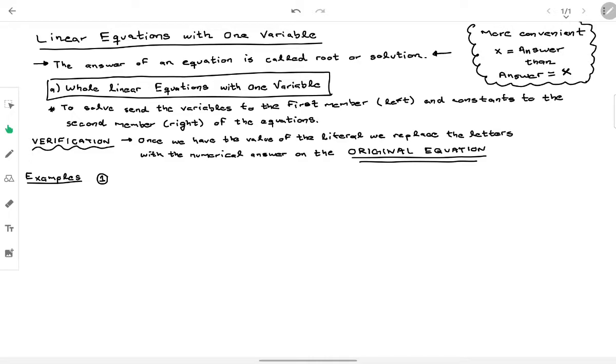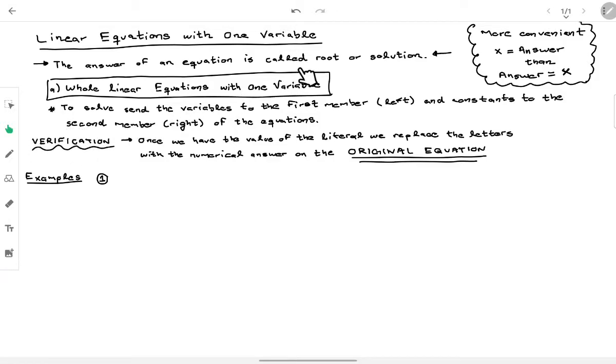So let's see about whole linear equations with one variable. It says to solve, send the variables to the first member. That means the variables or the letters will go to the left, and the constants to the second member. That means the numbers will go to the right of the equation. It is very important, this part.